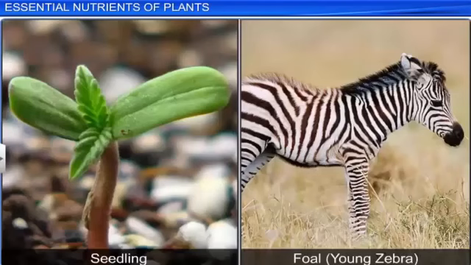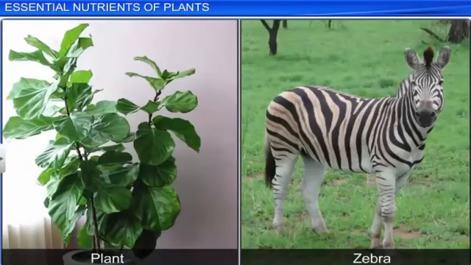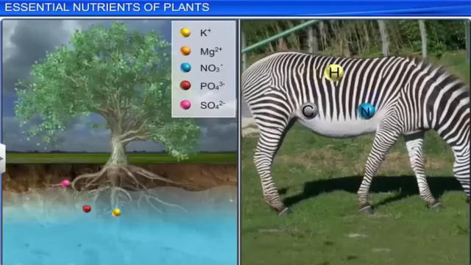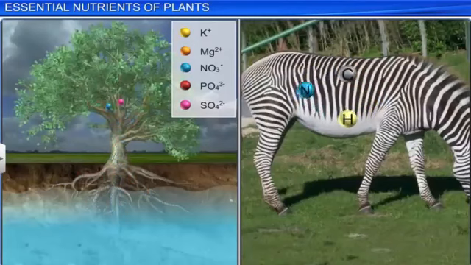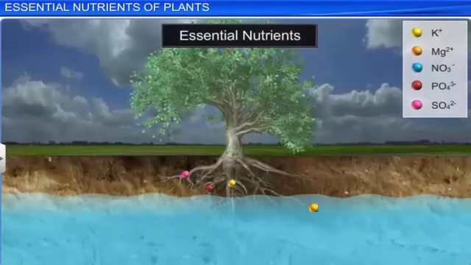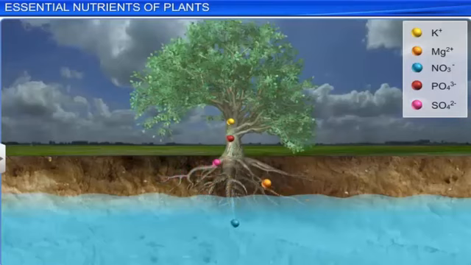Plants and animals require nourishment for growth. This nourishment is provided to them in the form of chemical substances called nutrients. Let us learn about the ones that are essential for the growth of plants. Nourishment is the process of absorption of various mineral ions by the plants for their growth and development.